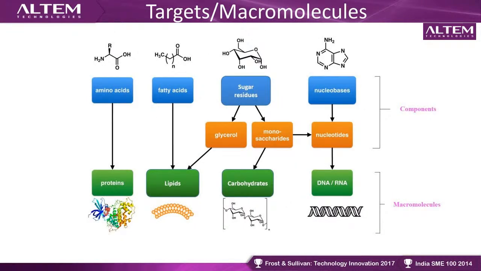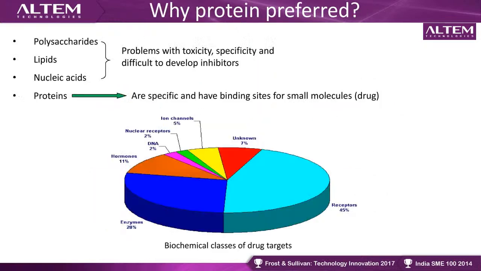This is a reference slide for what could be the macromolecules. If I say macromolecules, those could be your proteins, lipids, carbohydrates, DNAs, and RNAs, which have components like amino acids, fatty acids, sugar residues, and nucleobases, right? Now we are using DNAs, RNAs, even single nucleotide kinds of research, but still the protein is the preferred one.